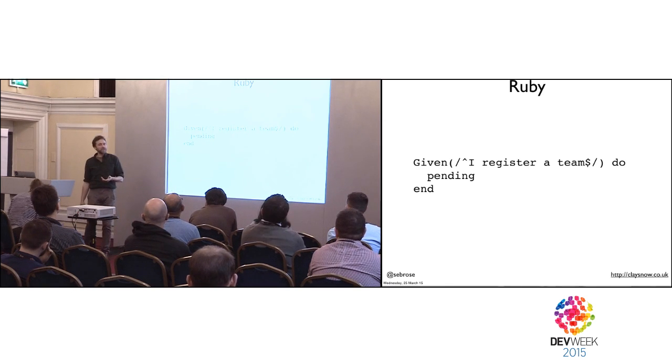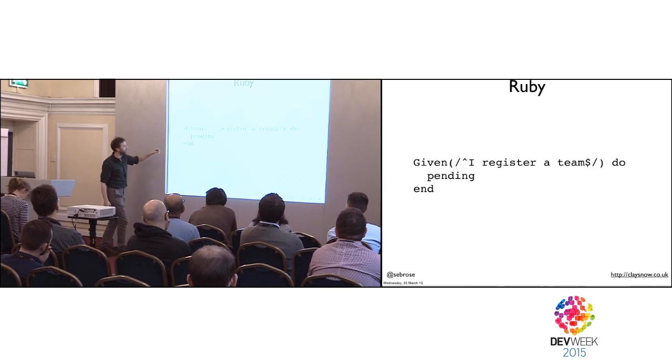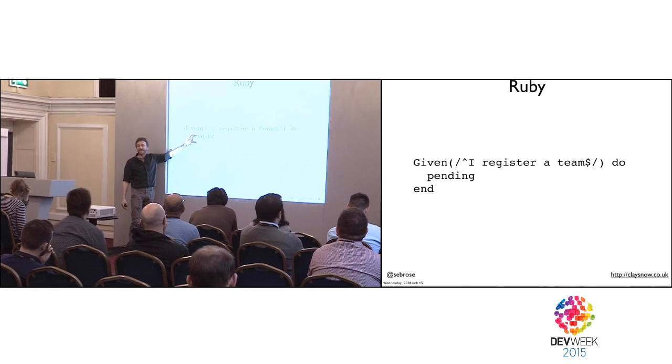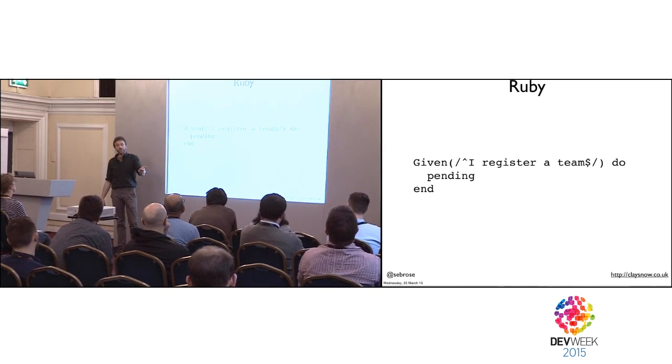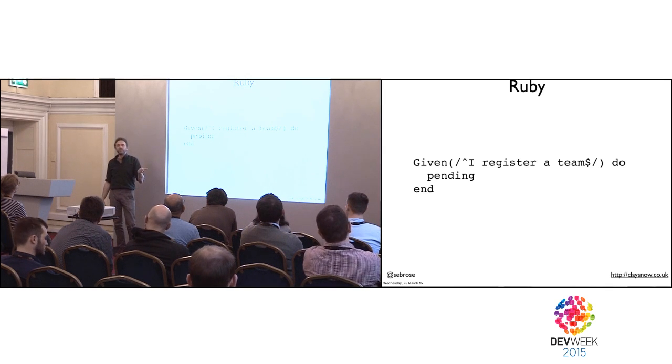So there are other ways to indicate this in Cucumber, in Ruby Cucumber anyway. But essentially this is a special state. It's saying it's pending. I can tell Cucumber to treat that as a failure, but by default, it treats it as, well, it broke, but it doesn't break the build.